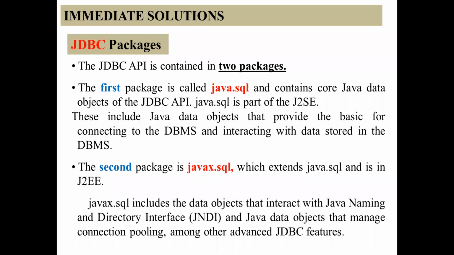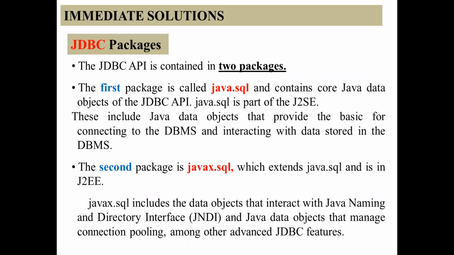The first package, java.sql, contains the core Java data objects. It is a part of J2SE and it provides the basic connection to the DBMS and lets you interact with the data stored in the database management system.